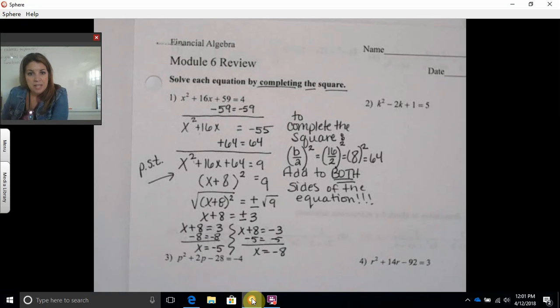And negative 5 and negative 8 should be your answers as long as you did it correct. You won't get extraneous on these. Wait, what? Negative 8. Right, you got me messed up. Negative 3 minus 5... minus 8. Oh, minus 8.